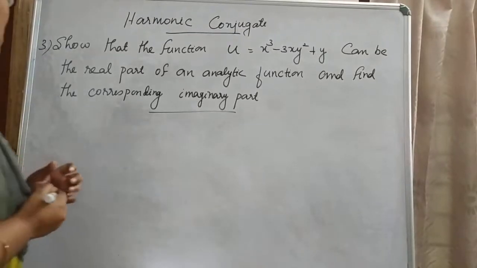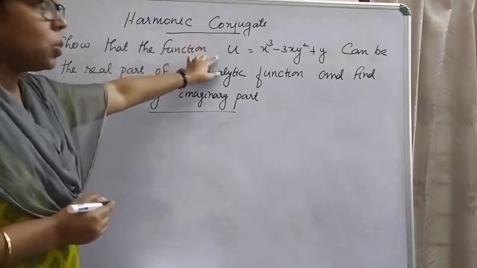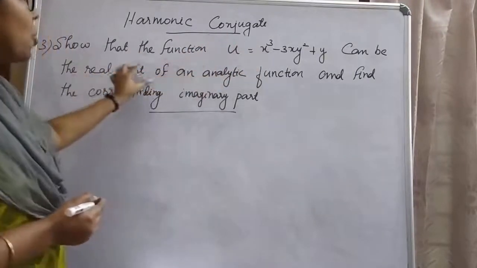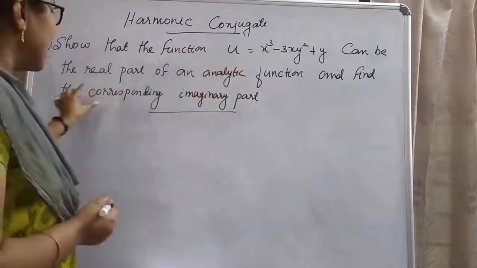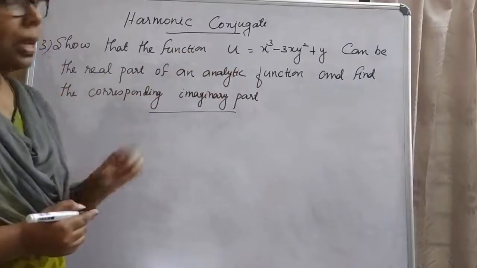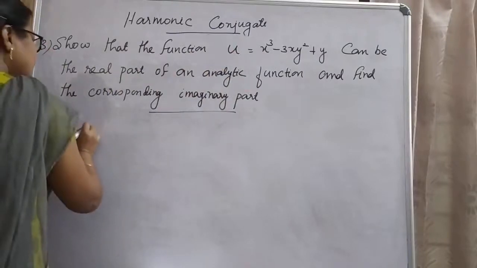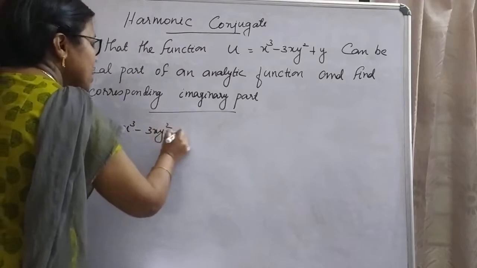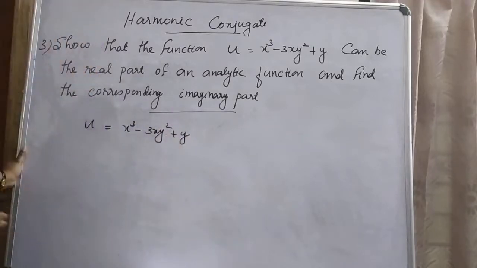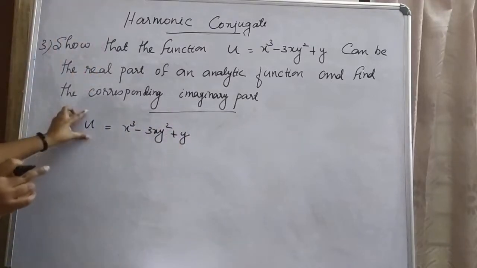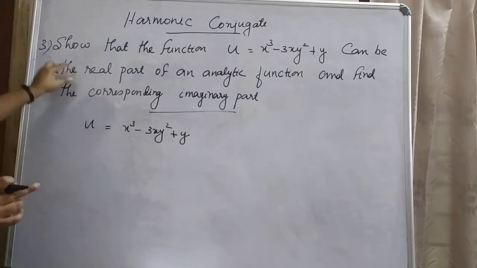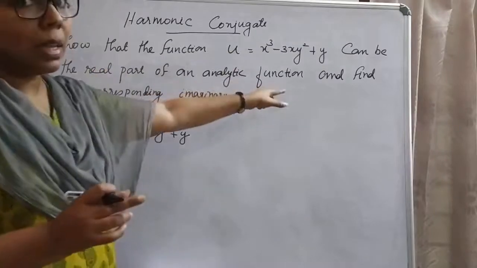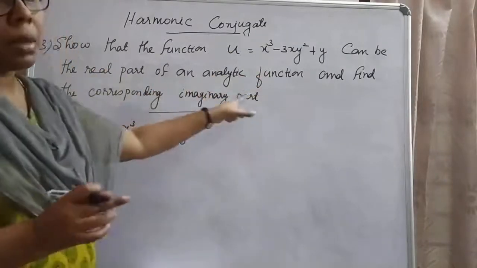Next question is, show that the function u equal to x cube minus 3xy square plus y can be the real part of an analytic function and find the corresponding imaginary part. Here u is given. First we have to prove that this u is harmonic. Then we have to say that this u can be written as the real part of an analytic function. Then we have to find the corresponding imaginary part.